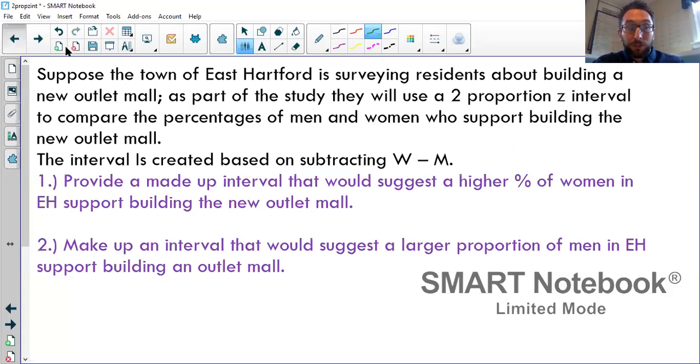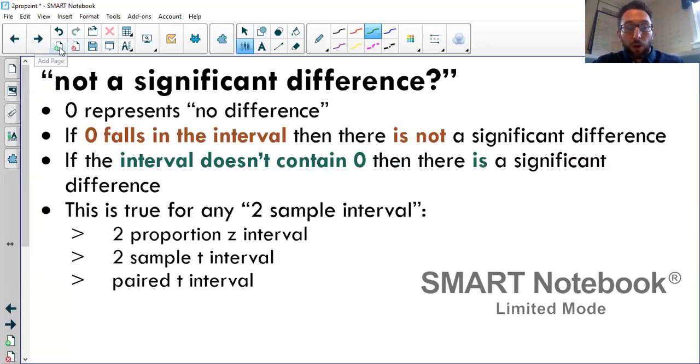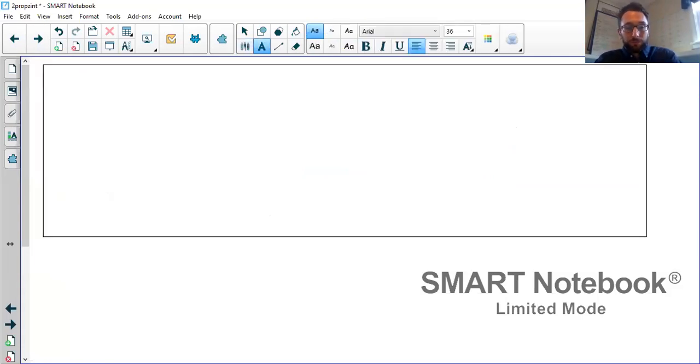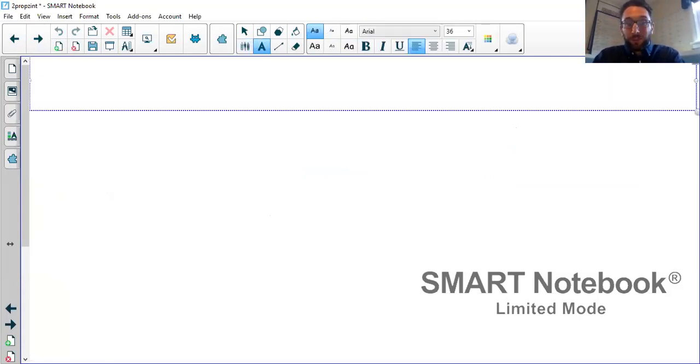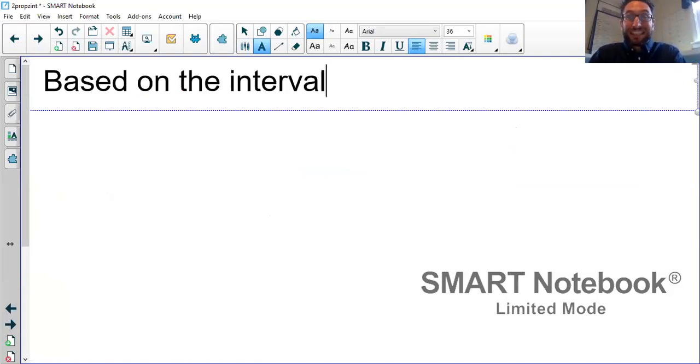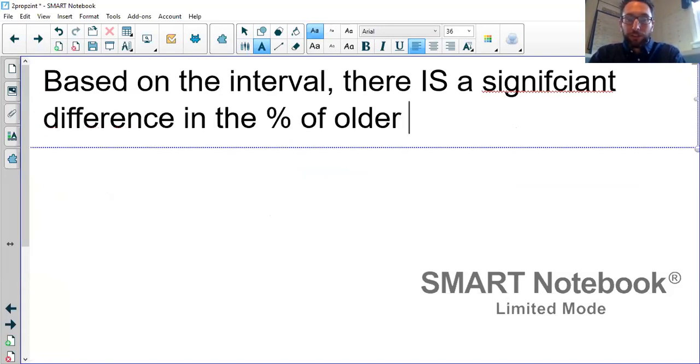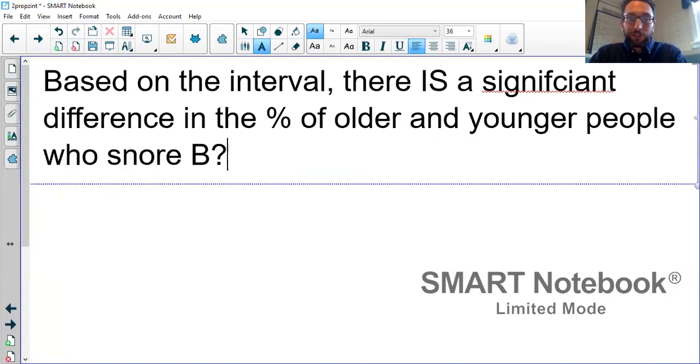So for our answer, and you can pause and write that stuff down if you want for some notes, we would say something like this: Based on the interval, there is a significant difference in the percent of older and younger people who snore because 0 is not inside the interval.